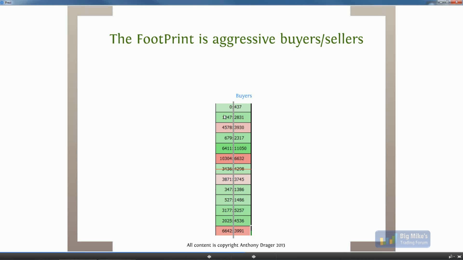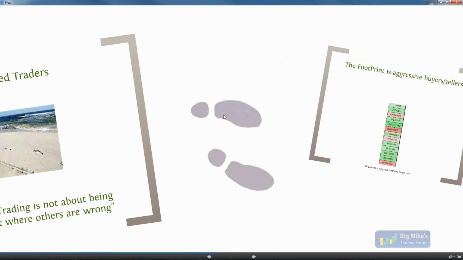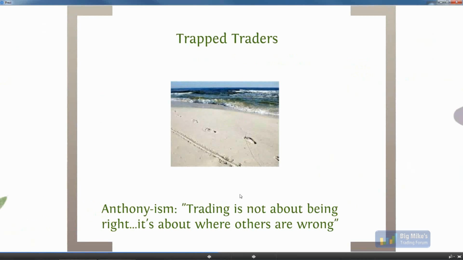So let's go back a slide. Trap traders. I use this picture of a line in the sand because that's the phrase I use all the time in the trading room when I talk about where the game might change. Trading isn't about being right, it's about where others are wrong. It's about where these traps are.